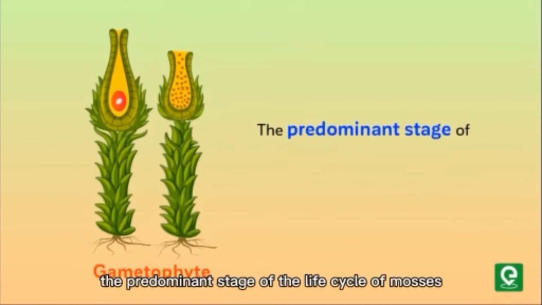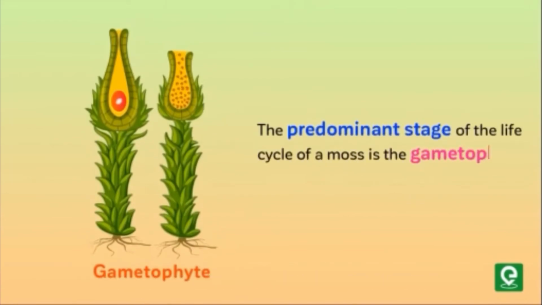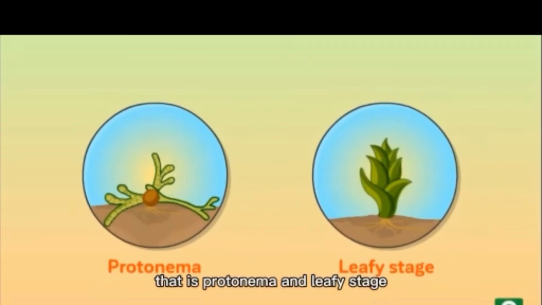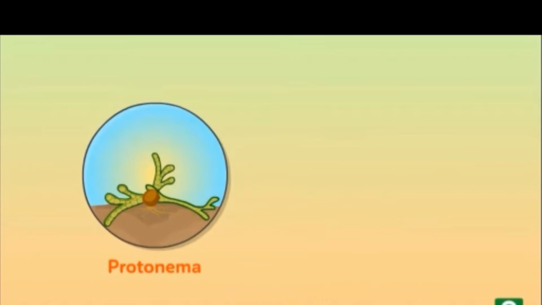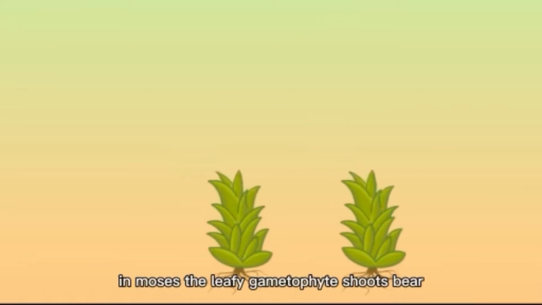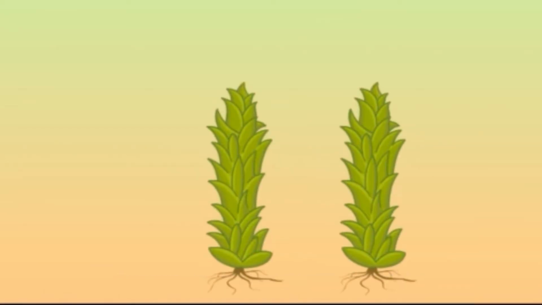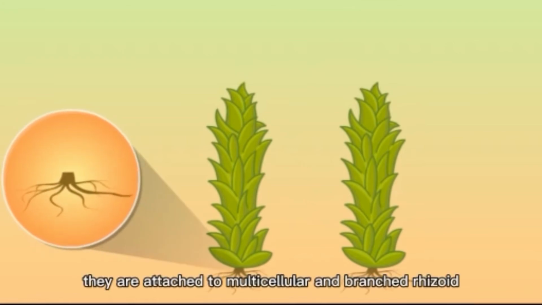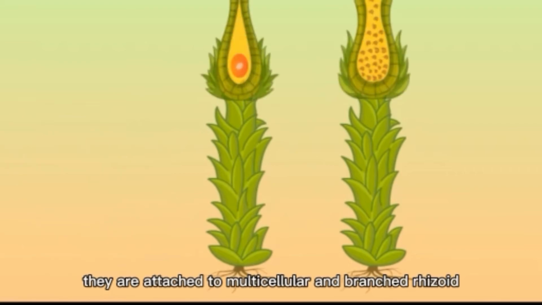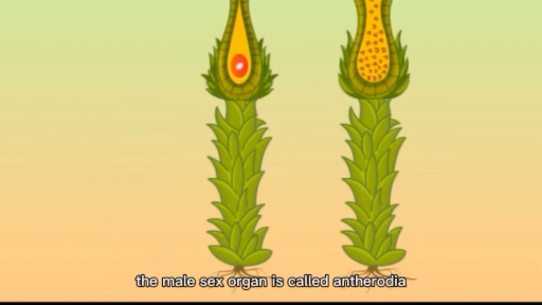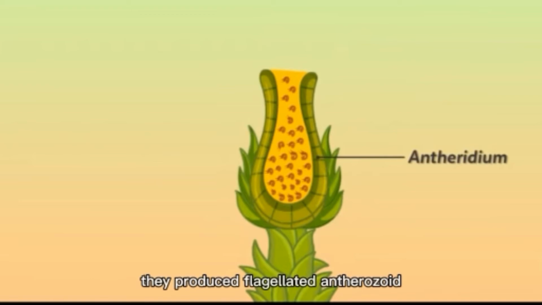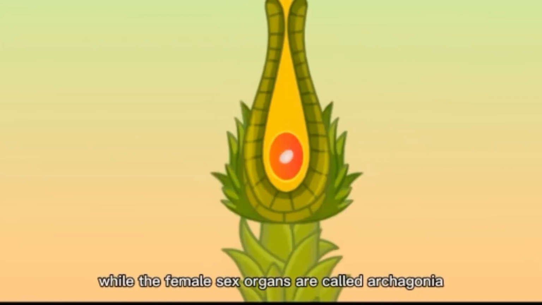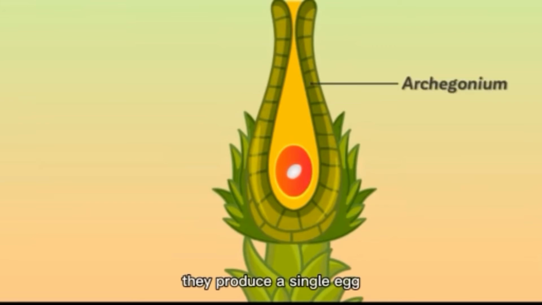The predominant stage of the life cycle of mosses is the gametophyte, which consists of two stages, that is the protonema and the leafy stage. In mosses, the leafy gametophyte shoots bear either antheridia or archegonia. They attach to the substrate by multicellular and branched rhizoids. The male sex organ is called the antheridia. They produce flagellated antherozoids, while the female sex organ called archegonia produces a single egg.